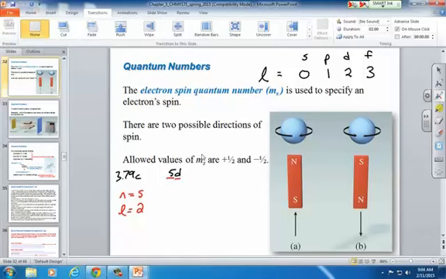So it doesn't directly give us any information about the ML quantum number or the MS quantum number. So we can't know exactly what they are, but we can at least describe limits for what the number could possibly be. So what are the possible values for ML?